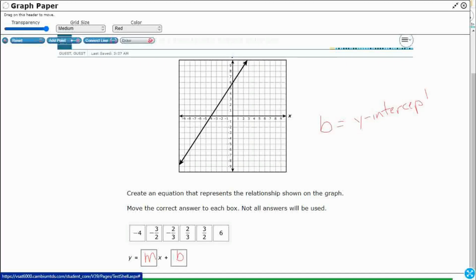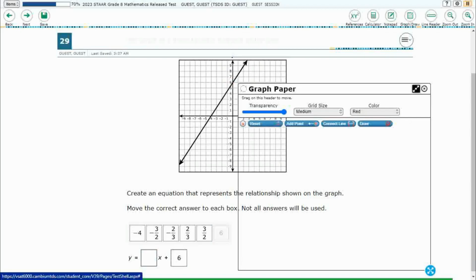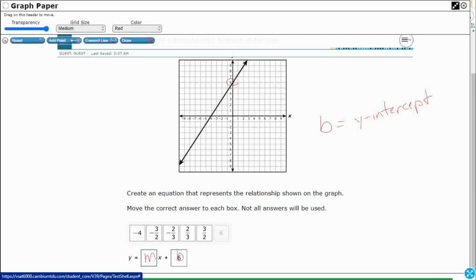So where does this cross the y-axis? Looks like it's crossing right there at 6. It's a positive 6. So that's going to be pretty simple. Let's grab our 6, hit that easy button. We're going to hit that 6 really quick.